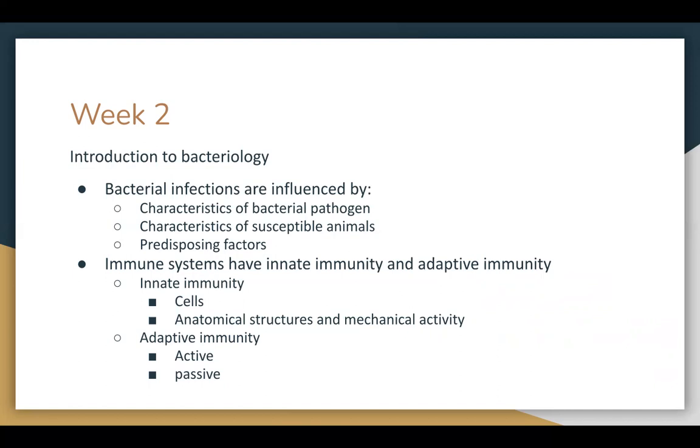Susceptible animals include species, sex, age, breeds, and physiological status, and the predisposing factors, which include stressful environments, immunosuppression, and low standards of hygiene. Immune systems have innate immunity and adaptive immunity. The innate immunity is cells and the anatomical structures of mechanical activity, and the adaptive immunity is active and passive immunity.